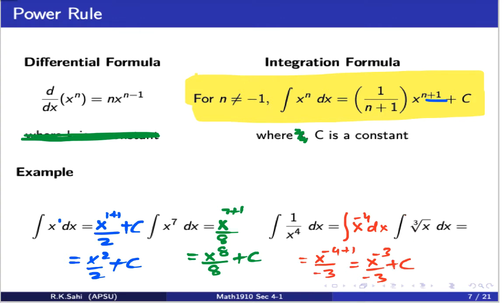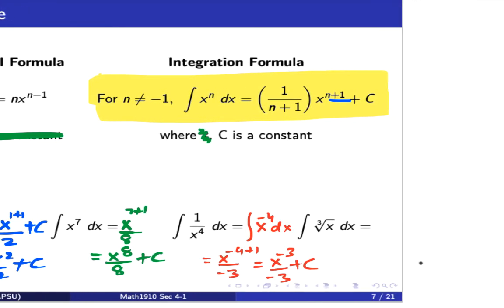Now, let's look at the last one, the integral of cube root of x dx. Once again, it is not in the form we are looking at. We have to change this cube root into an exponential form. So the first thing we're going to do is change the way it looks. We're going to write this as x to the power 1/3 dx. Now, go ahead and apply the power rule formula.